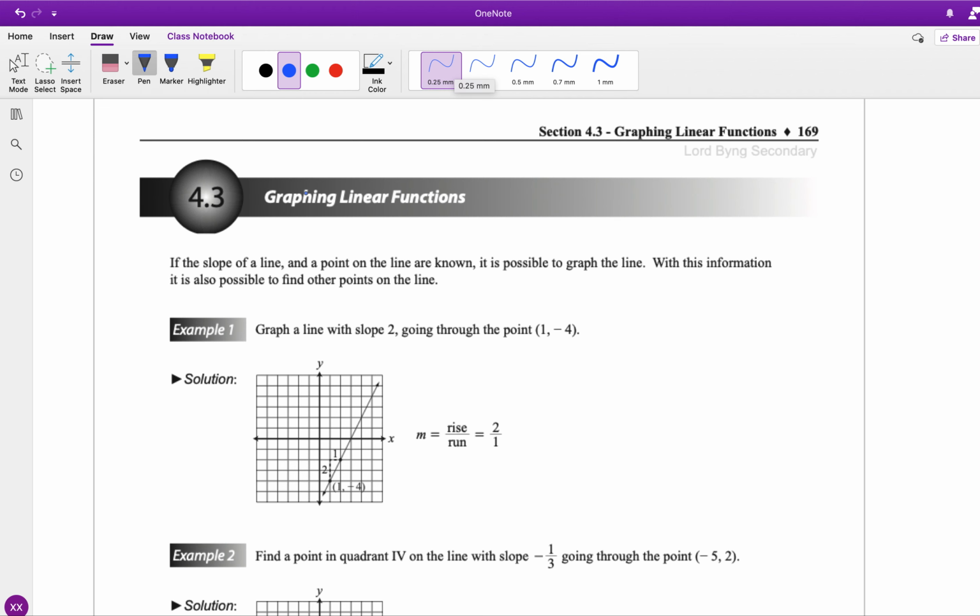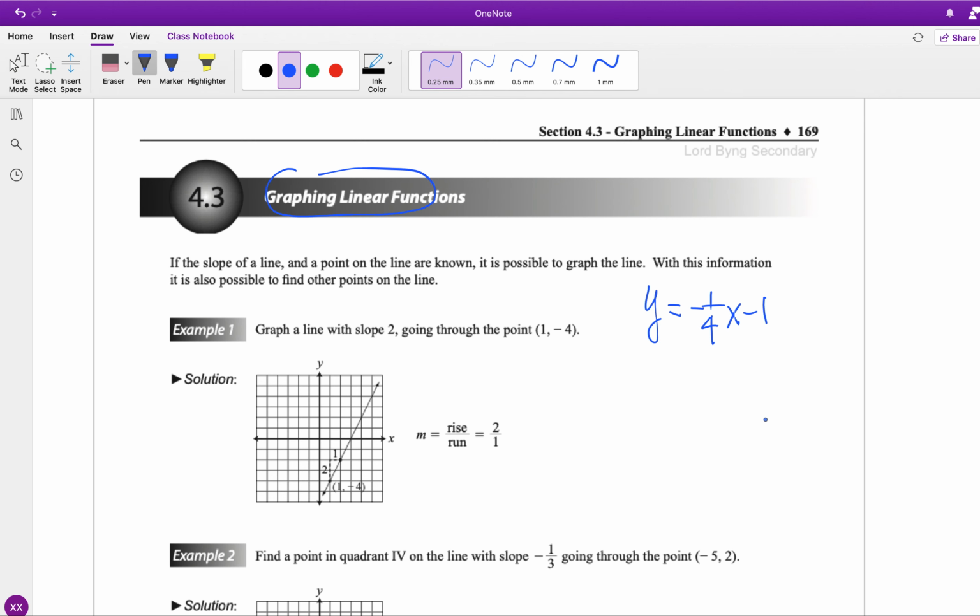4.3. It says graph linear functions. Now, this is absolutely a review of grade 9. In grade 9, we graph linear functions quite a lot. However, that time, if you can recall, its equation is given. So now, for example, if it says y equals negative 1 over 4x subtract 1.